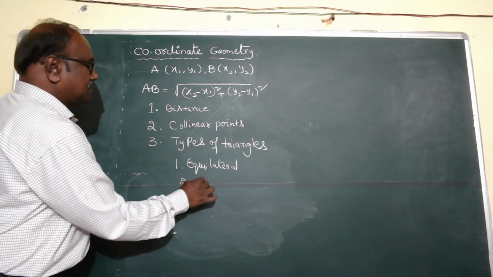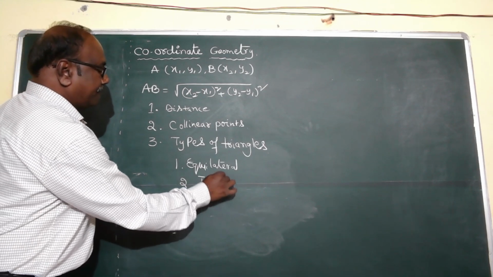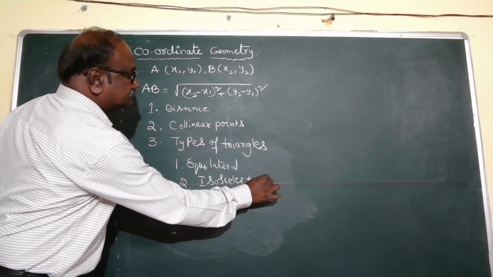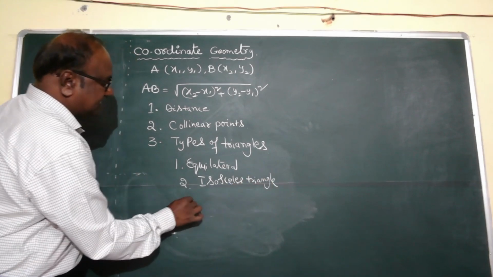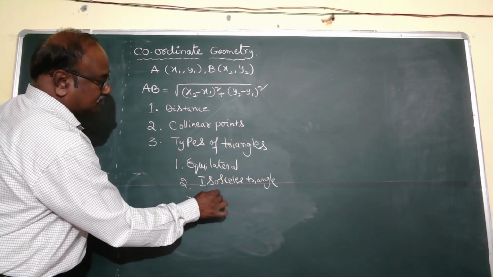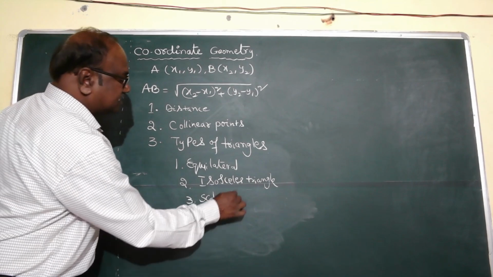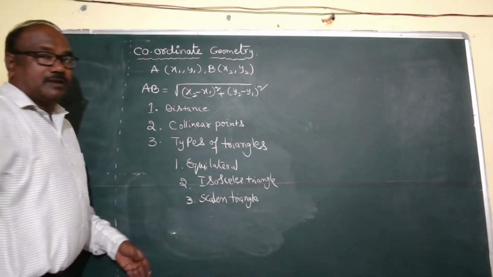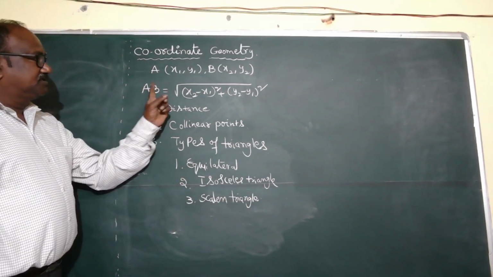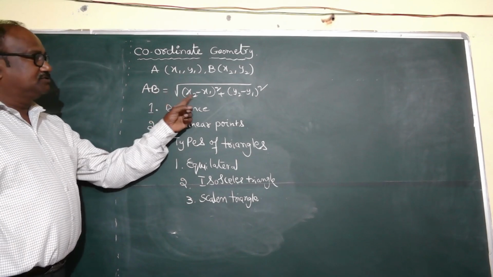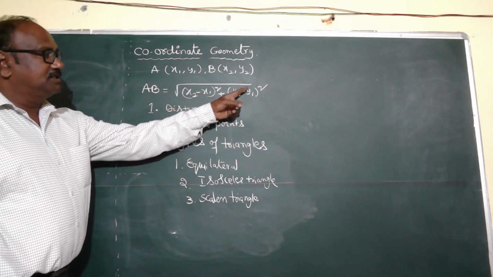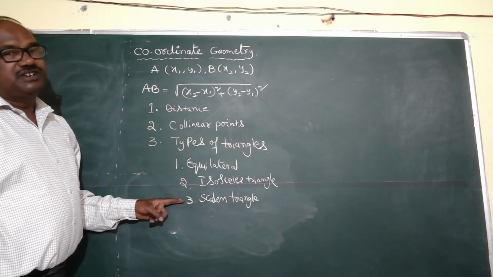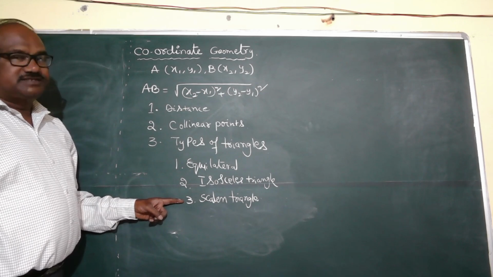Second one is isosceles triangle. Third one is scalene triangle. We know the definition of these types of triangles. Now, by using the distance formula, square root of (x2 minus x1) whole square plus (y2 minus y1) whole square, we can find the length of the 3 sides of given A, B and C.